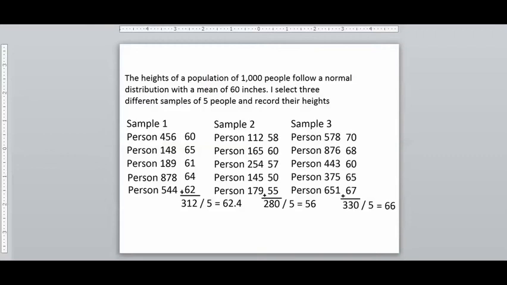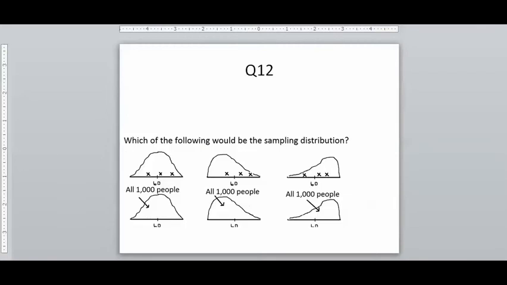Once again, I'm selecting 3 samples of 5 and getting the mean of each one. If the population has a normal distribution with a mean of 60, the 1,000 population members have a mean of 60, and they have a normal curve. These are the means of my 3 selected samples under here.